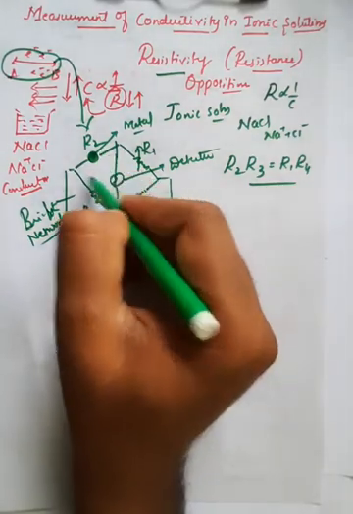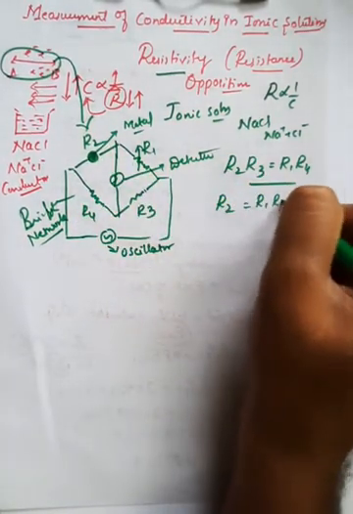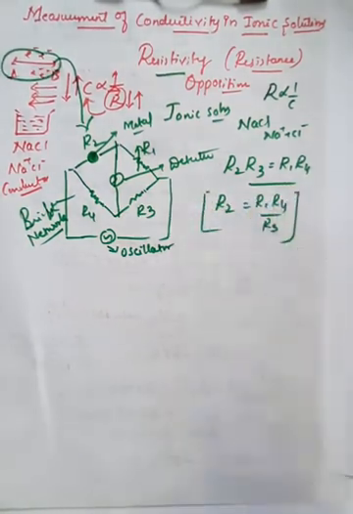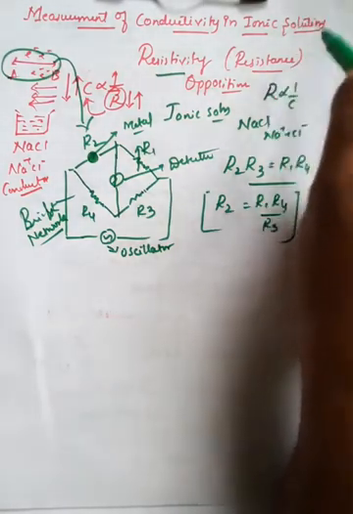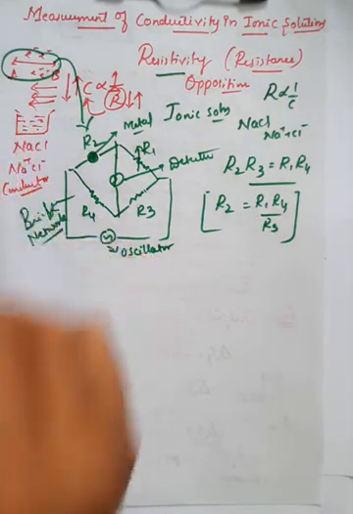So here the unknown value is R2, therefore R2 is equal to R1 into R4 divided by R3. Like this we would have calculated in the case of physics. The same experiment is also used for the ionic solution. But one important difficulty we come across is that we are connecting liquid solutions.